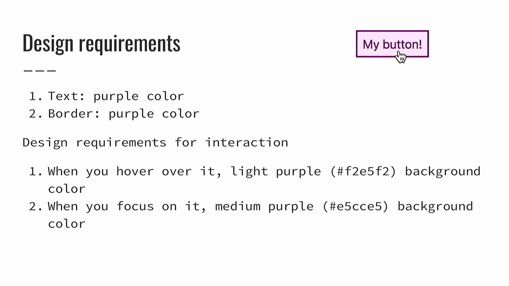So the text and the border should be purple, and then also when you hover over it, the background color should change to light purple, and when you focus on it, the background color should change to medium purple. So this is what the designer gives us. Now let's get to coding.